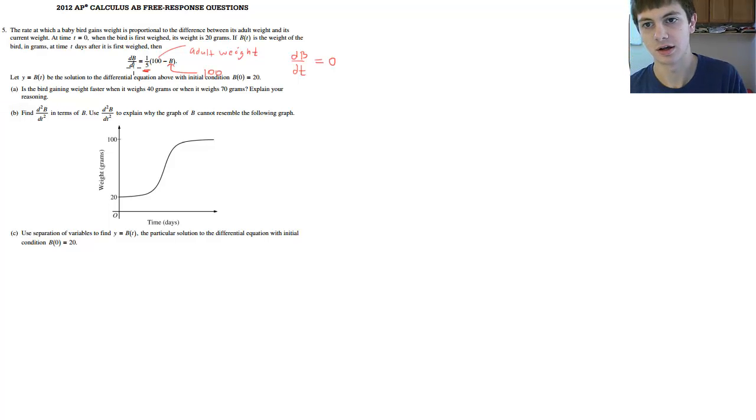And just on a side note, it's interesting also because you have dB/dt. B is your dependent variable, time is your independent variable, but the derivative with respect to time is a function of the dependent variable. So instead of having dB/dt equals some function of t, you have dB/dt equals some function of B. And in case you're interested, when you have that, it's called an autonomous differential equation.